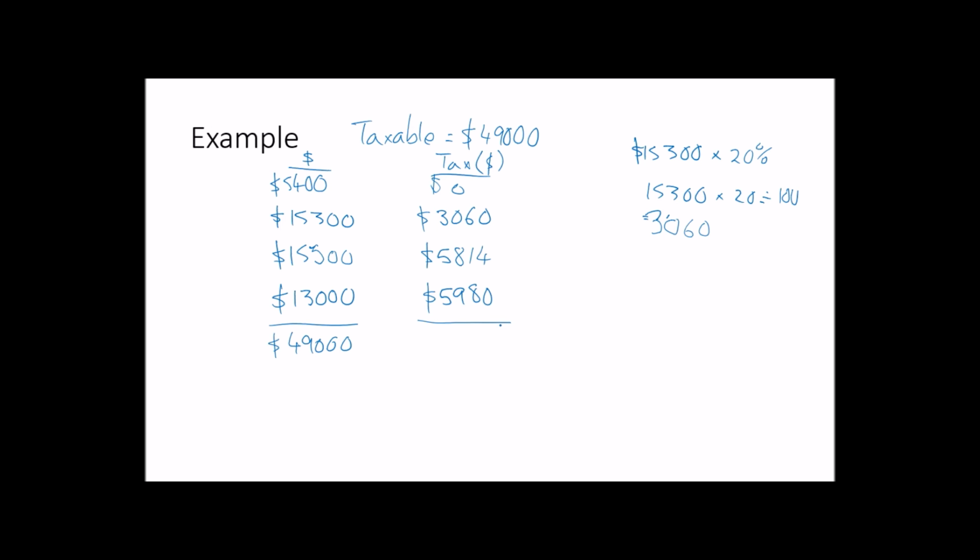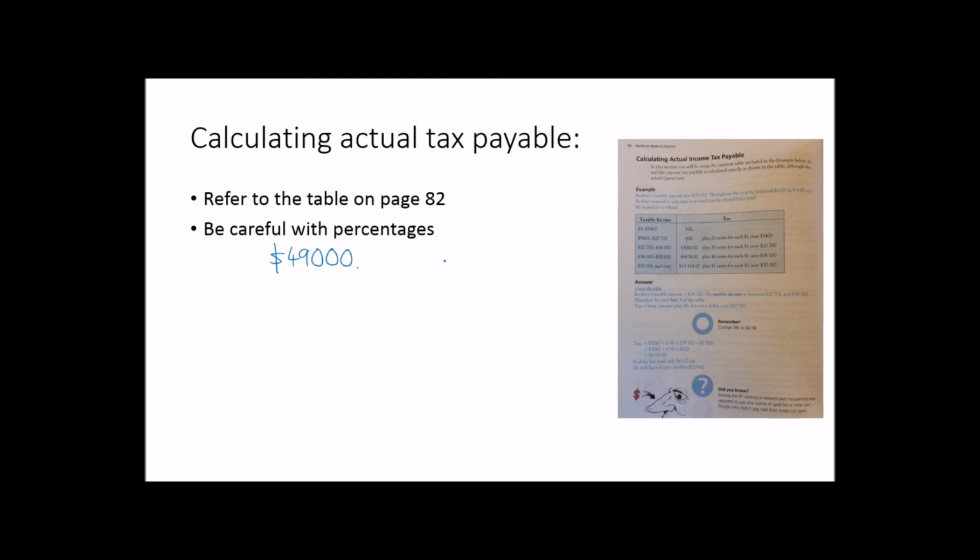So the total tax that he's paid is just the sum of all these numbers. We add 3,060 plus 5,814 plus 5,980, and we find that this guy has paid tax of 14,854 in this example. Okay, so hopefully you can use this to go and work out some of the tax payable examples in the second problem set.